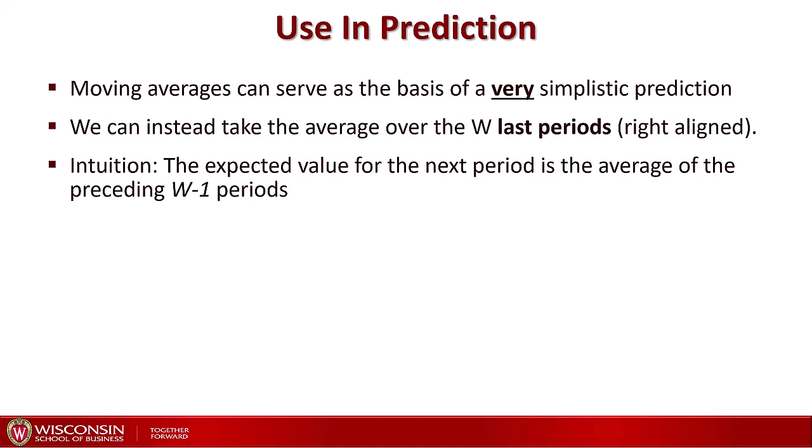One of the problems is that we need to have the observations ahead to make the prediction, because we take the average of the 5 observations before, for instance, and the 5 observations ahead. If we don't have the observations ahead, we cannot make a prediction. So instead, what we can do is take the average over the W last periods. In that case, we say that we have a right-aligned window because we are averaging for the observation that is the most on the right of the window. So in that case, our prediction is just the average of the last W minus 1 periods.